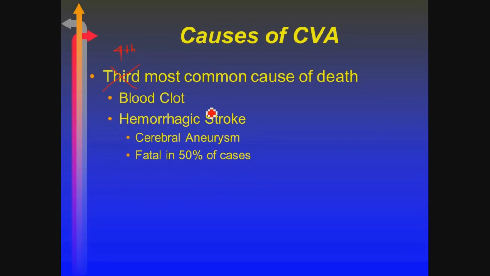There are two types of strokes, cerebral vascular accidents, that you can have. One is a thrombotic event, where a clot is formed, either an embolus or a thrombus. And the other type is a hemorrhagic stroke, which is hugely fatal.